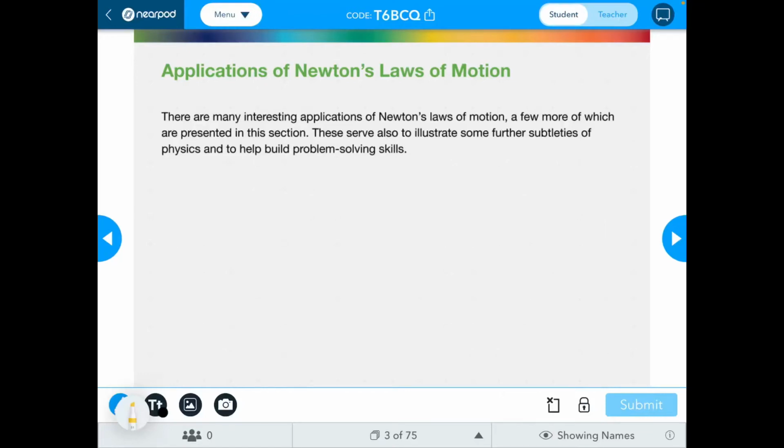Alright, so today we're going to take a little bit further with applications of Newton's laws and the four basic forces as well. We'll just hit on those at the very end.